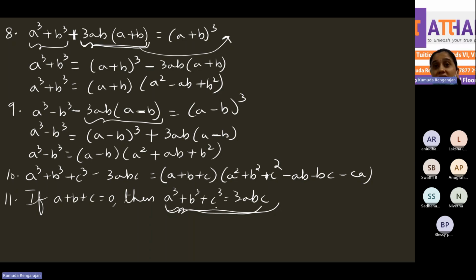It's a conditional identity. It's like, if you do this favor for me, then I'll do that for you. You do this, I'll do that. You don't do this, I'll not do that. So a cube plus b cube plus c cube is 3abc only if a plus b plus c is 0. So you must check if a plus b plus c is 0. If it is 0, then a cube plus b cube plus c cube is 3abc. All right.